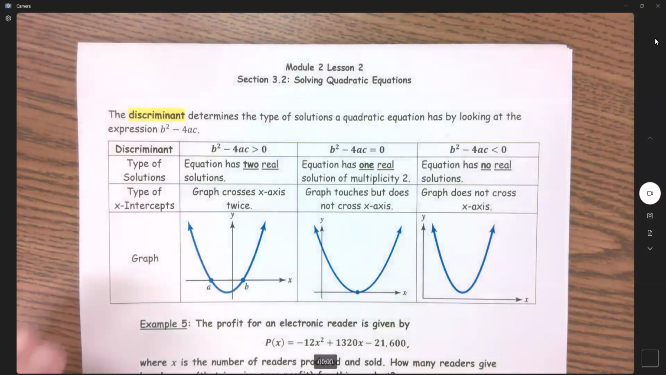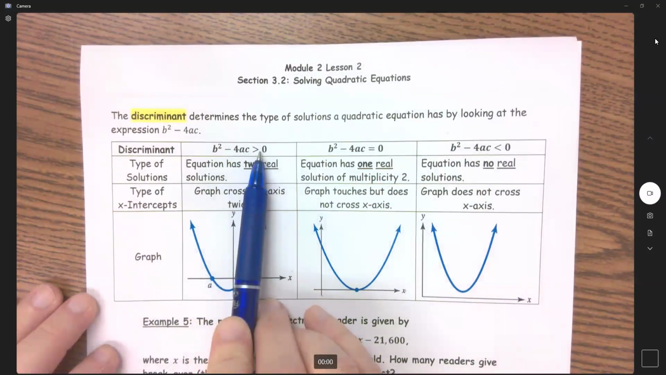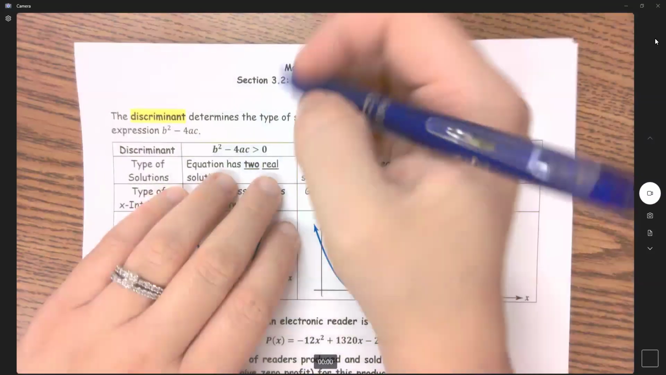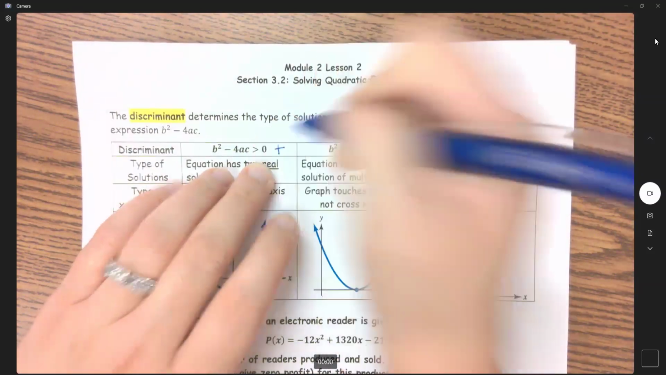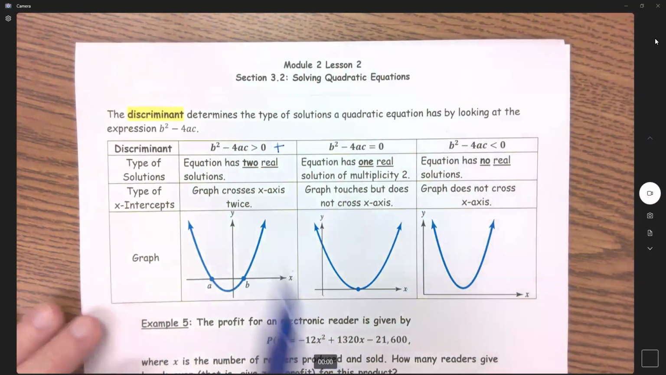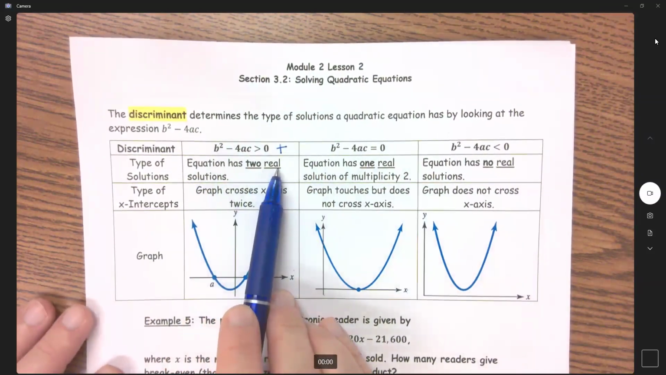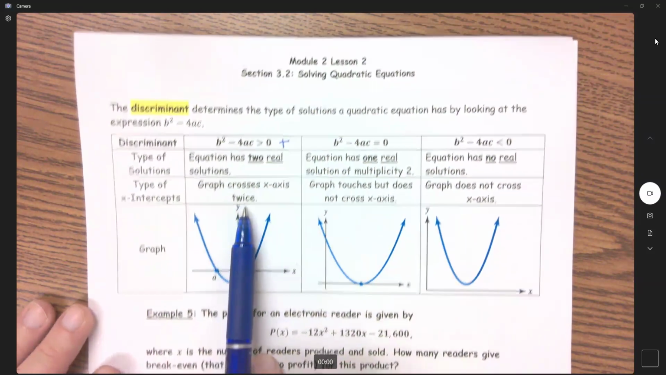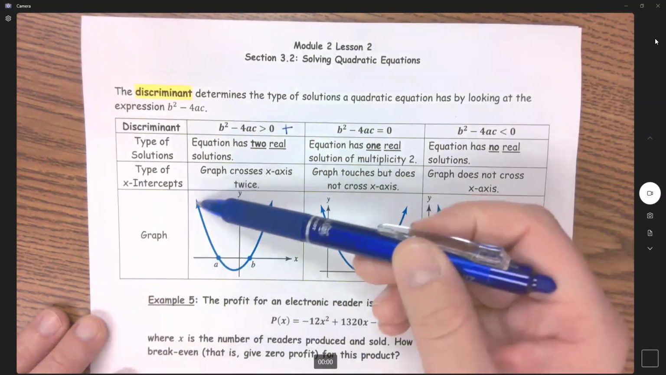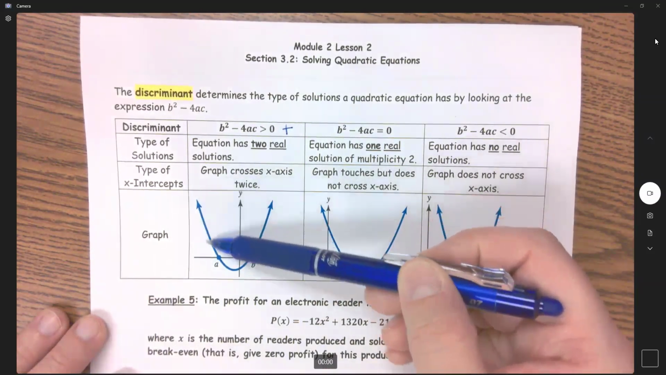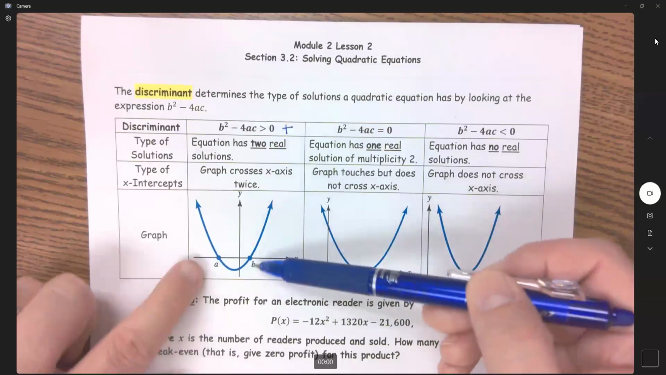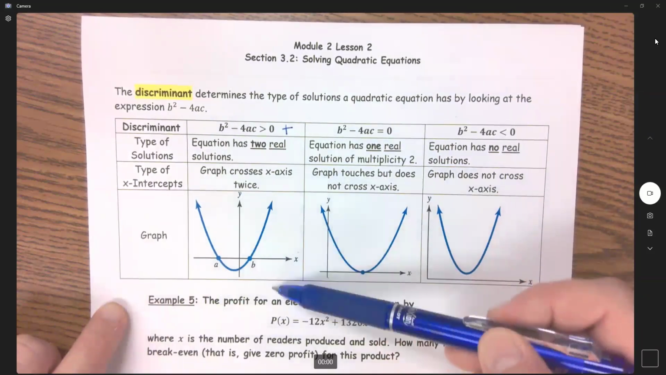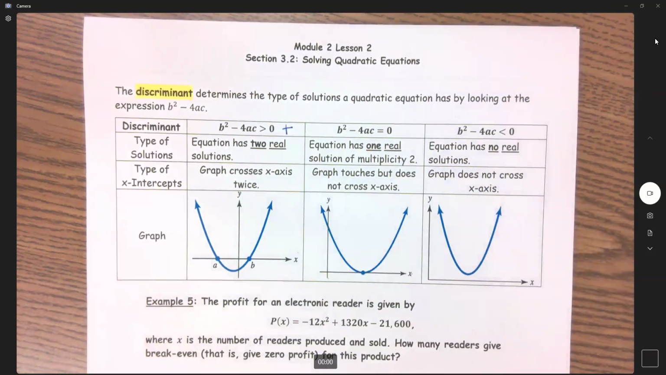So we care if it's greater than 0, equal to 0, or less than 0. When it is greater than 0, or positive, what that means is that I have two real solutions. And if I have two real solutions, that means it's going to cross the x-axis twice. And so my graph would look something like this, where if it is concave up, it would start above, cross down below and cross back up, where it crosses the x-axis two different times. Or it could be concave down and do the same thing where it crosses twice.